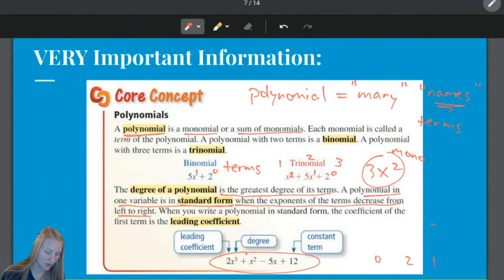Okay, and we're going to talk more about that later too. This is all just an introduction. So, when you write a polynomial in standard form, the coefficient of the first term is the leading coefficient.